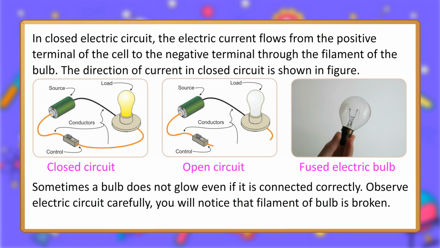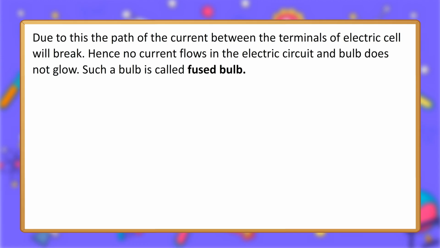Fused electric bulb. Sometimes a bulb does not glow even if it is connected correctly. Observe the electric circuit carefully. You will notice that the filament of the bulb is broken. Due to this, the path of the current between the terminals of the electric cell is broken. Hence no current flows in the electric circuit and the bulb does not glow. Such a bulb is called a fused bulb.